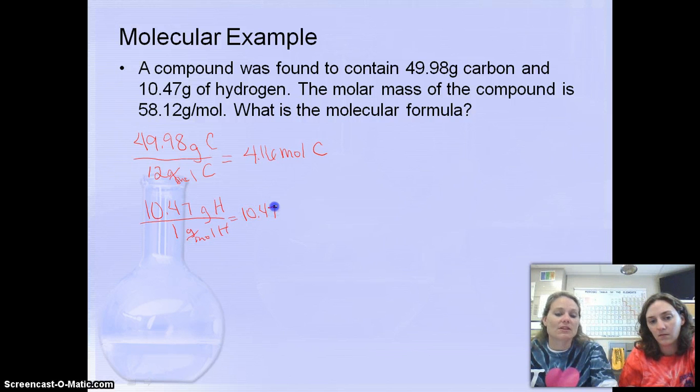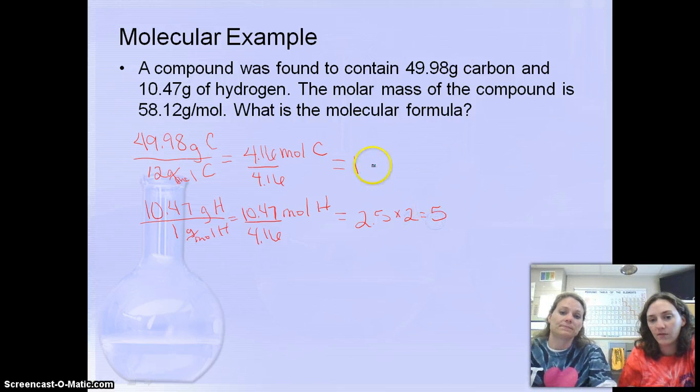Now the next step out of the empirical is to divide the smallest mole by everybody. So 4.165 and then 10.47. The top one's going to give you a 1. The next one's going to give you 2.5. So what do we need to do? Multiply by 2. That gives you a 5, and this gives you a 2. So we have C2H5. This is where empirical would have stopped.